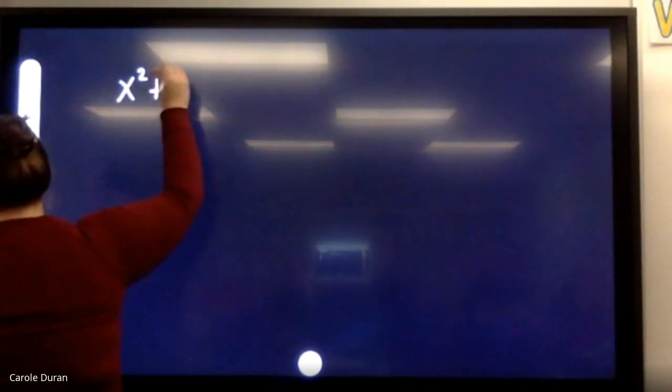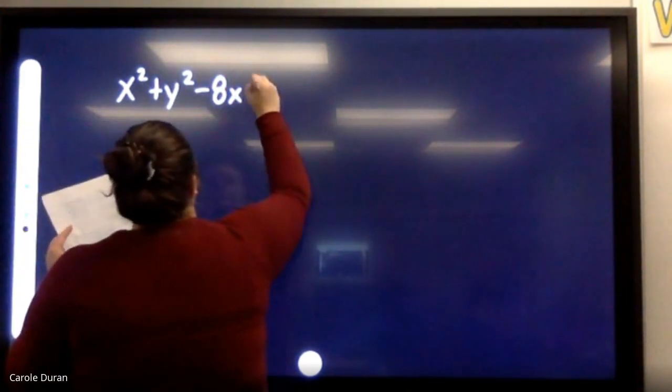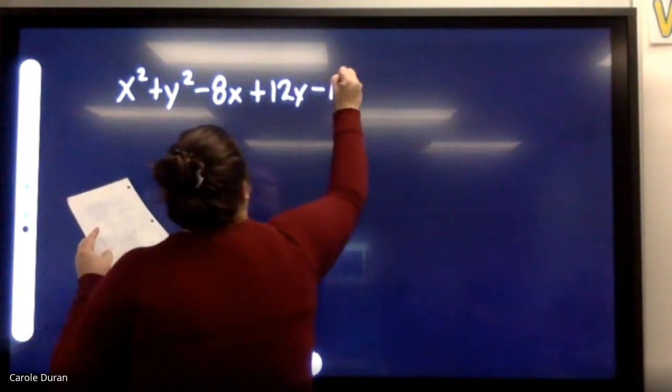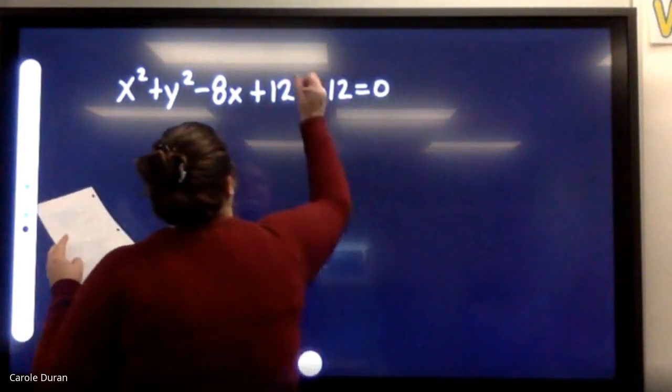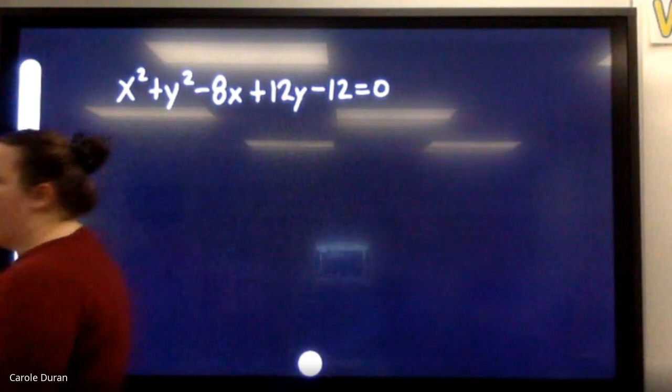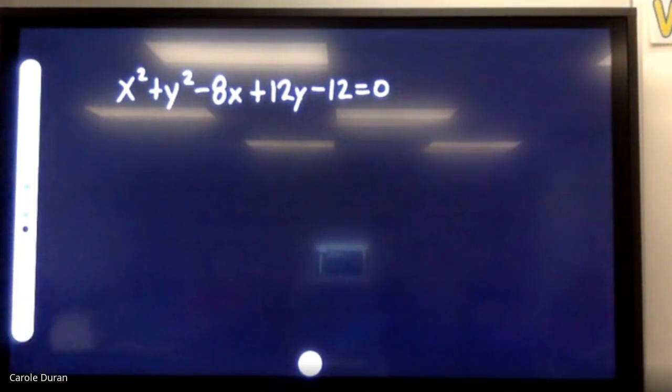And you use that if it's not in standard form. Anytime it's not in standard form, so it starts out looking like this, we must complete the square. Okay, x squared plus y squared minus 8x plus 12y minus 12 equals 0.